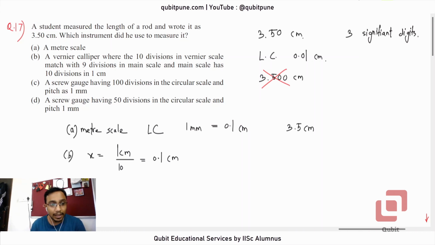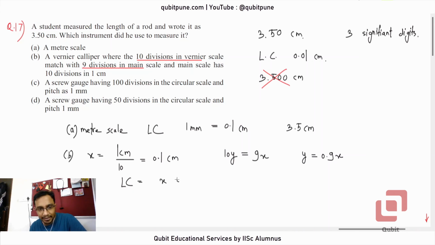Okay, now let us read this part again. 10 divisions in the vernier scale match with 9 divisions in the main scale. Now let us see if we can get something from this. 10 divisions in the vernier scale, so 10y match with 9 divisions in the main scale. Okay, we have just now solved a problem on this, so this is a similar relationship. Got it? So what is y? y is 0.9x.